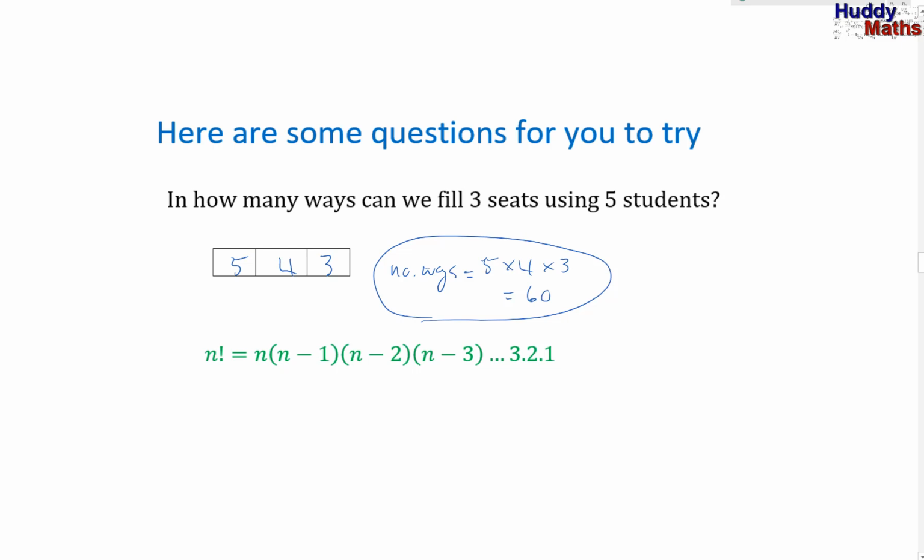All right, so what happened there? What's this got to do with that? You didn't go from 5 right down to 1. We went 5, 4, 3. I'm going to develop this for you in a minute. Let's keep going. So this was a permutation of 5 students taken 3 at a time via the box method.